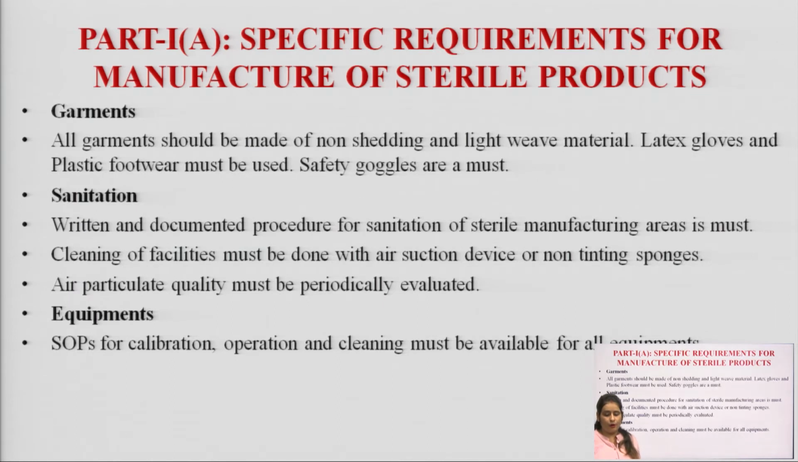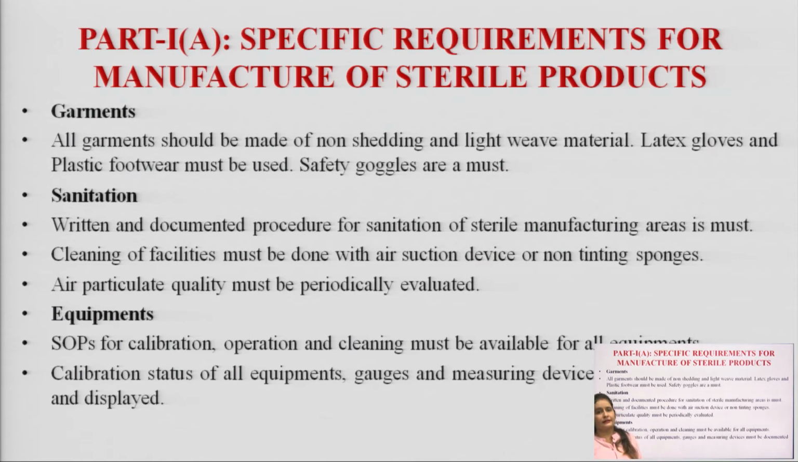For equipment, standard operating procedures for calibration, operation and cleaning must be available for all equipment. Calibration status of all equipment, gauges and measuring devices must be documented and displayed. Proper validation should be done for all equipment used while manufacturing sterile products. So garments, sanitation and equipment are the special requirements for manufacturing sterile products.